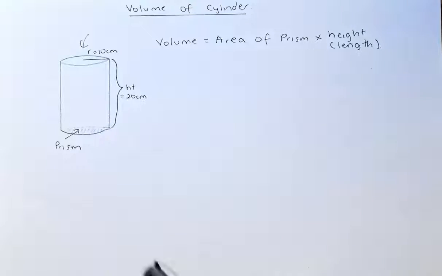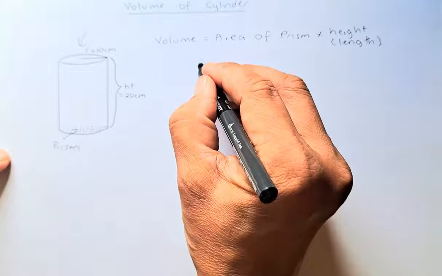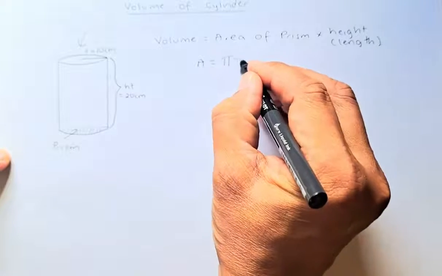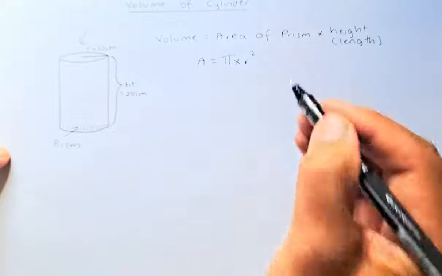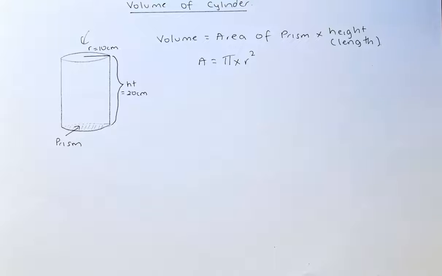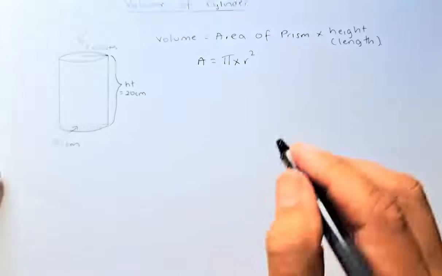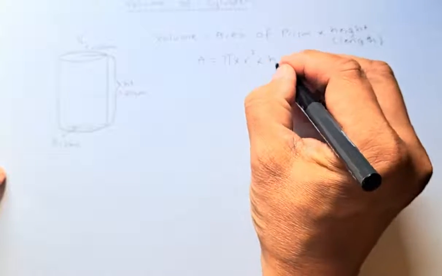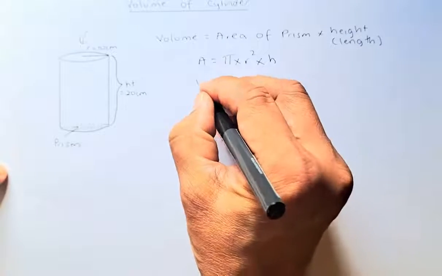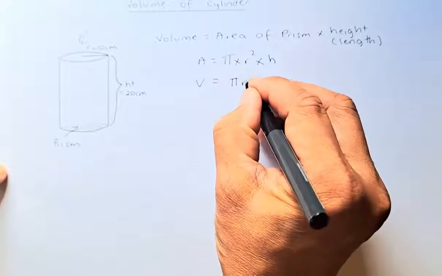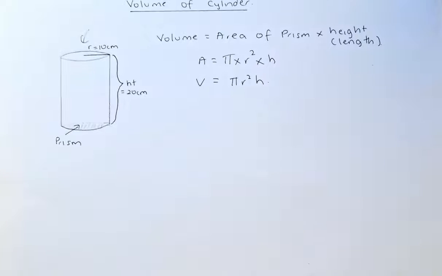The area will be the base of the cylinder, and that base will be the area of a circle. The area of the circle is pi times radius squared. And to calculate the volume, you just multiply by the parallel side. The parallel side is h, so you multiply by h. So the formula to calculate the volume is going to be pi r squared h. Now that you know the formula, you just substitute the values of r and h into the equation.